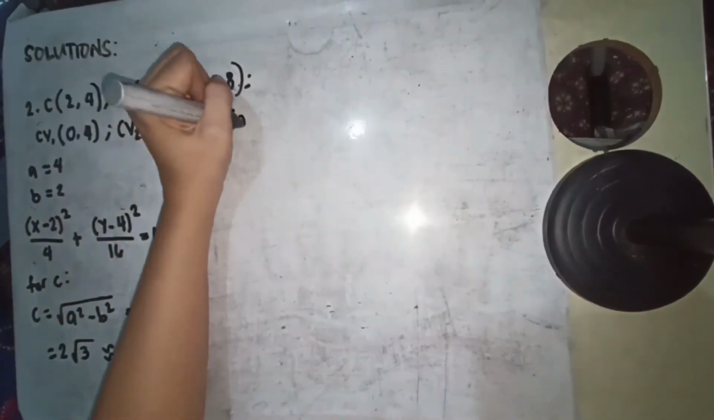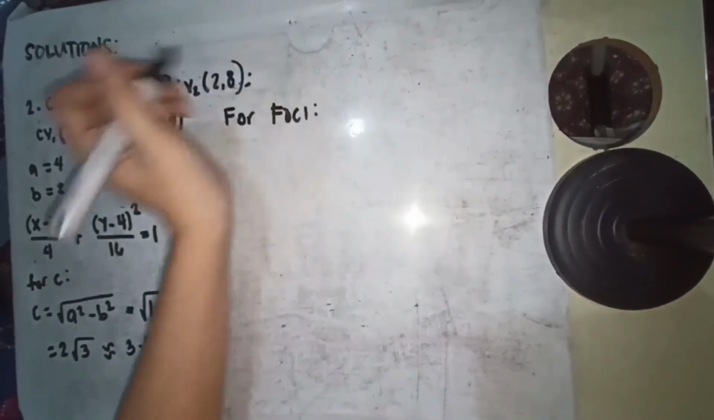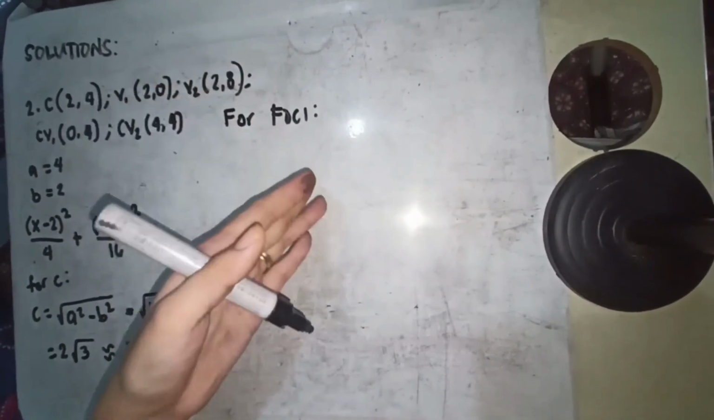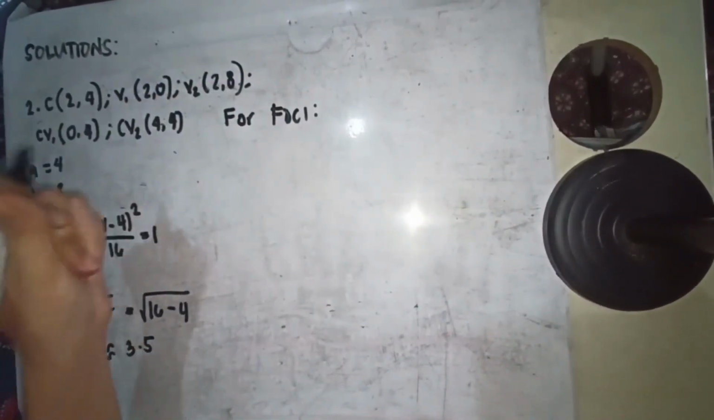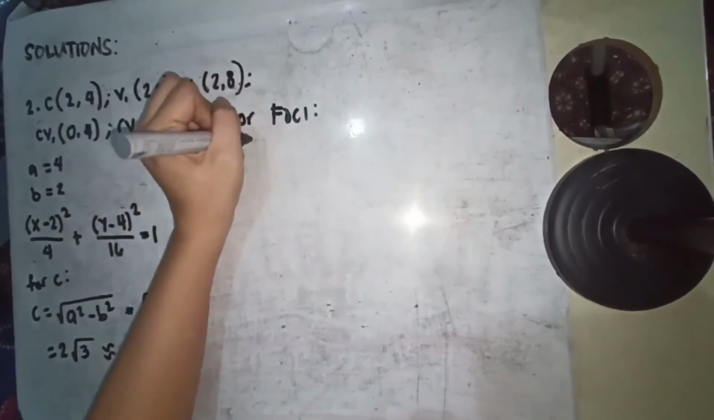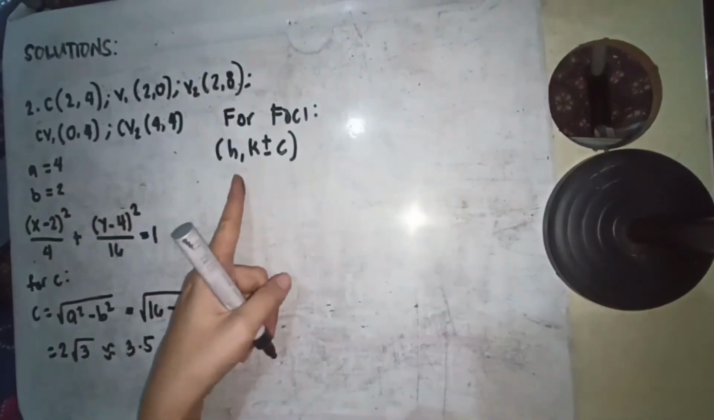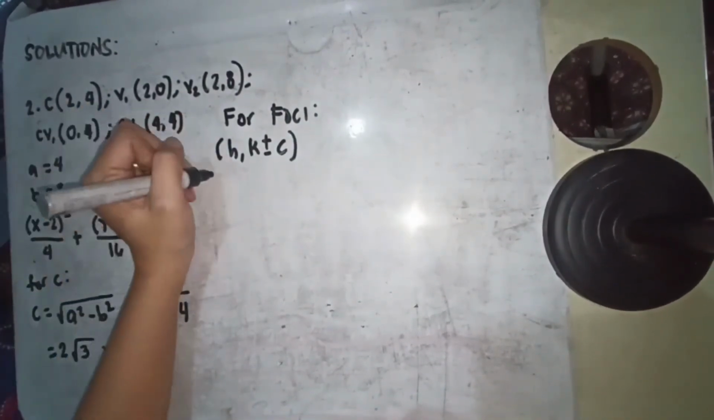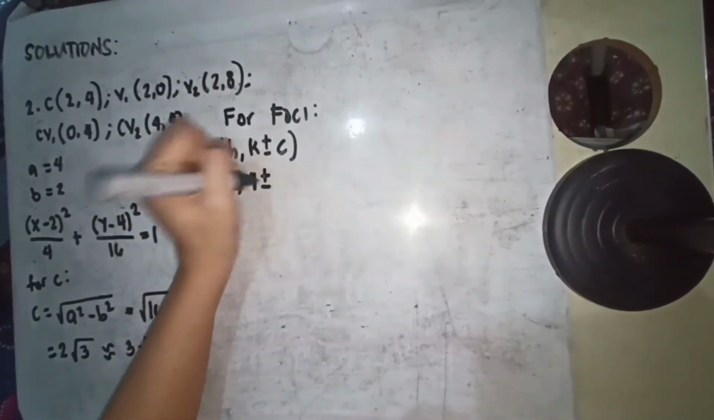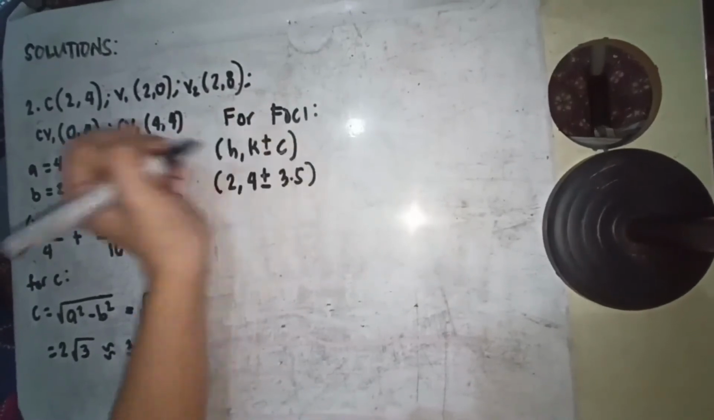So, for our foci, since patindog man ang ato ang ellipse, vertical man ang ato ang ellipse. Therefore, we'll have foci at H and K plus minus C. So, our H and K, we have 2 and 4. So, we'll have 2 and 4 plus minus our distance C, which is 3.5.